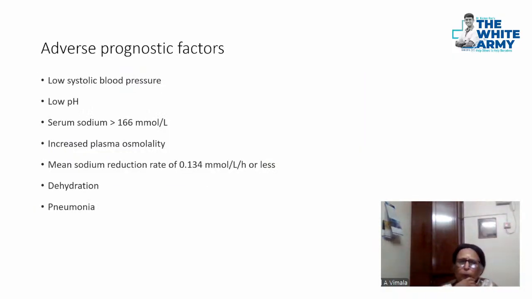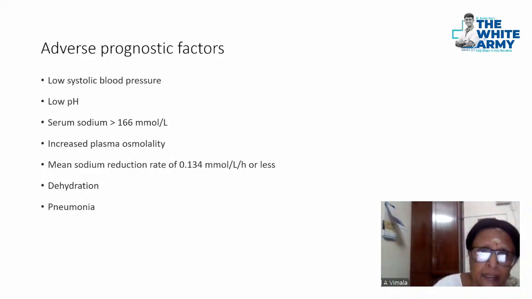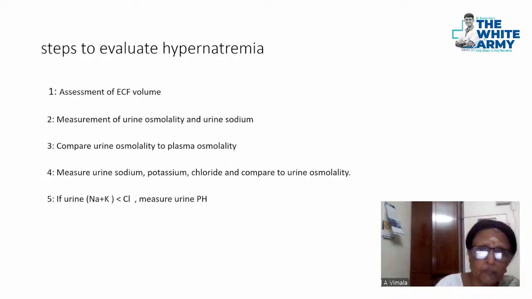What are the adverse prognostic factors? When somebody has got hypernatremia, what are the contributing factors? Low systolic blood pressure, low pH, that is acidosis. If the absolute value of sodium is more than 166, there is an increased plasma osmolality. And when you try to correct, the sodium reduction rate is less than 0.13. If they are severely dehydrated and have a respiratory complication, pneumonia, these are adverse prognostic factors.